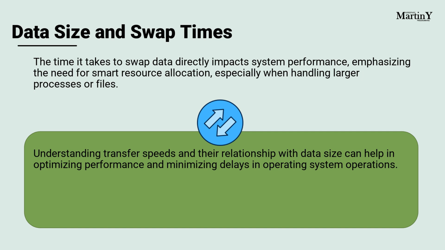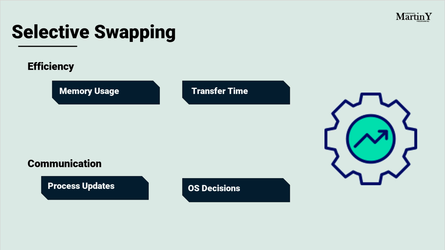To illustrate this, let's consider a swap time example. If a process is 100 megabytes in size and the system's transfer speed is 50 megabytes per second, it will take approximately 2 seconds to swap that process in or out. However, a larger process, say 3 gigabytes, would take around 60 seconds for the same operation. Thus, processing larger data files can significantly affect swap times and overall performance, highlighting the importance of efficient resource management within an operating system.